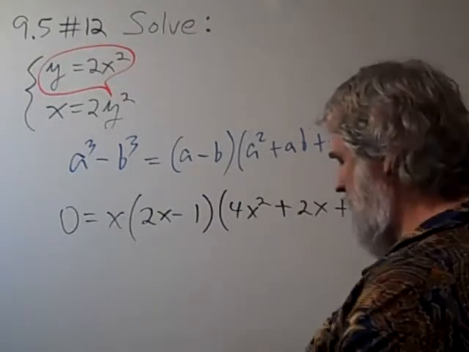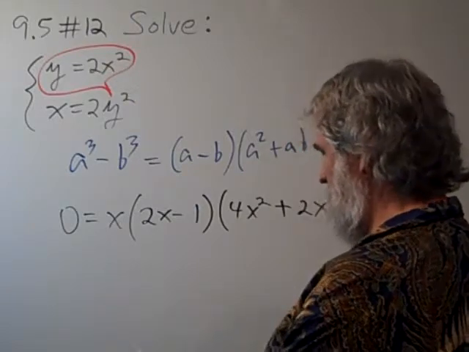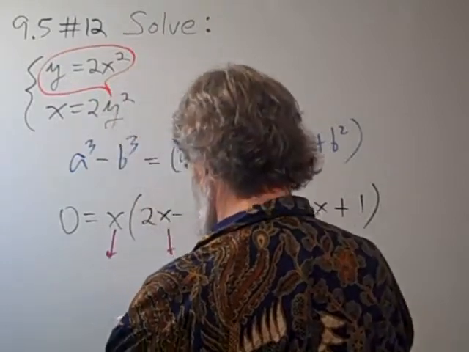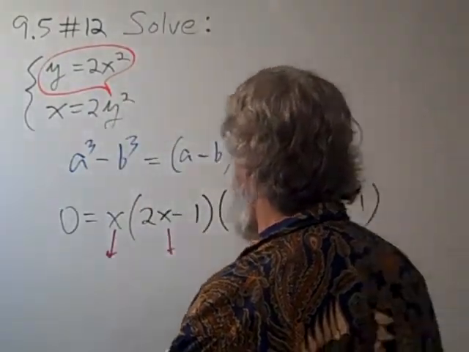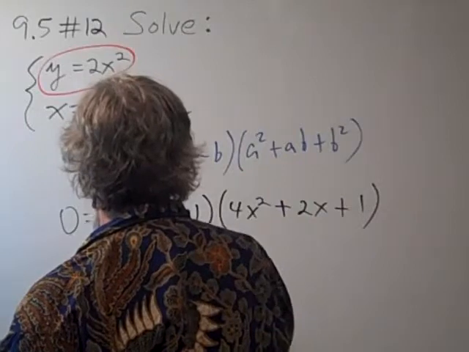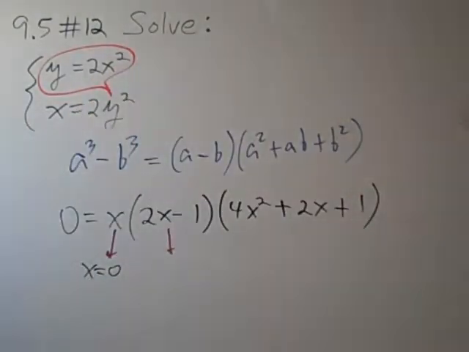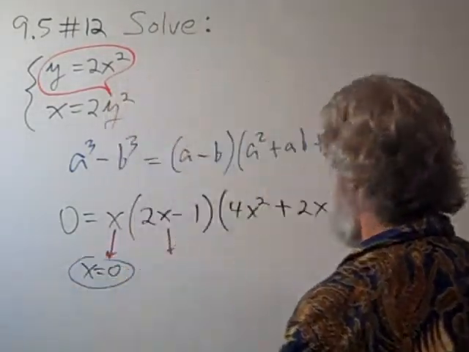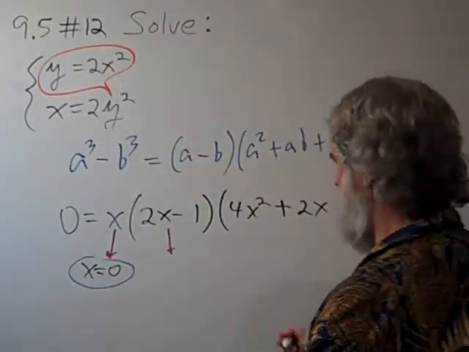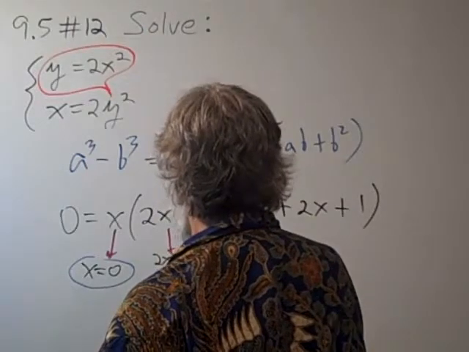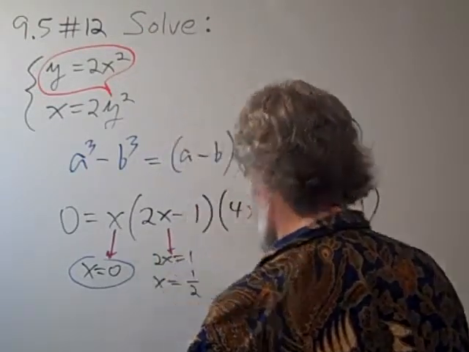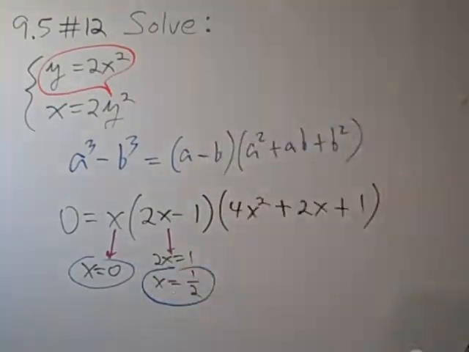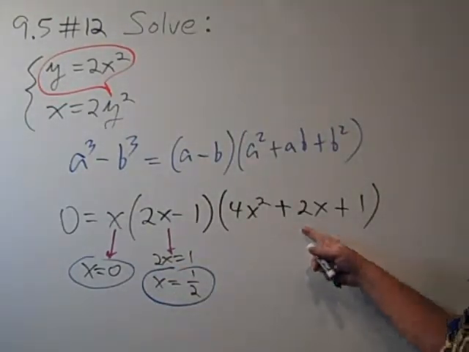Okay, the first one yields a solution x equals 0. If x is equal to 0, the whole thing is 0. The second one yields a solution of, well, if 2x is equal to 1, then x is equal to 1/2. So this yields a solution of x equals 1/2. And let's see if this yields any solutions, this one.